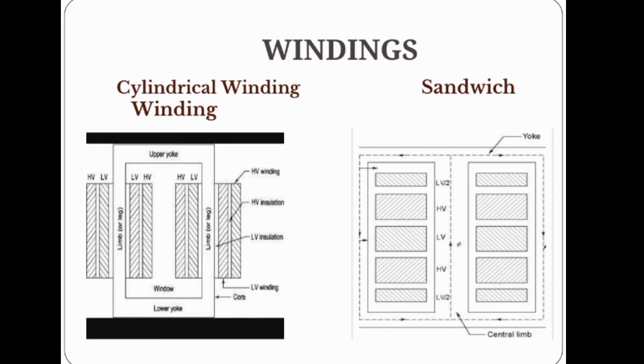The second one, aluminum windings, is used in the case of distribution transformers. Distribution transformers are what we see in our regular localities, meaning low rating transformers. So in low rating transformers, aluminum is used.